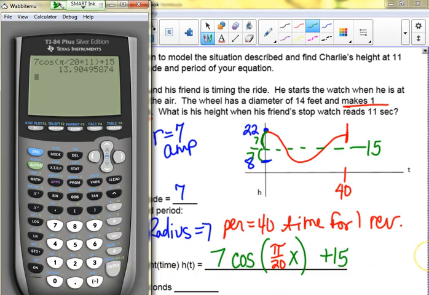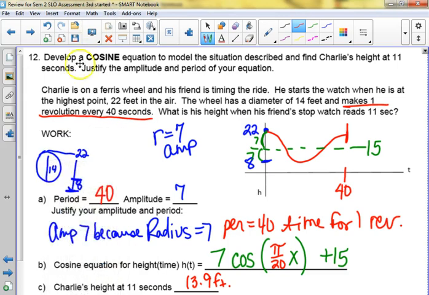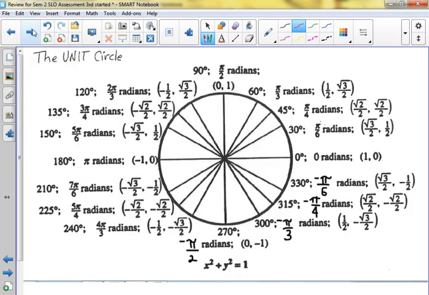Did we get the same answer? Was it 13.9 both ways? Because I can't remember that long. Okay, 13.9 feet. Okay, you going to be okay on that one? It's not as hard as some we did in class, right?